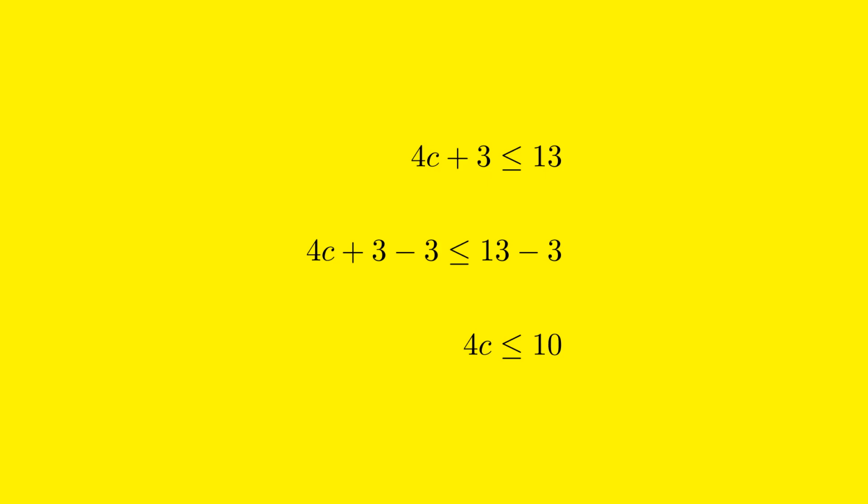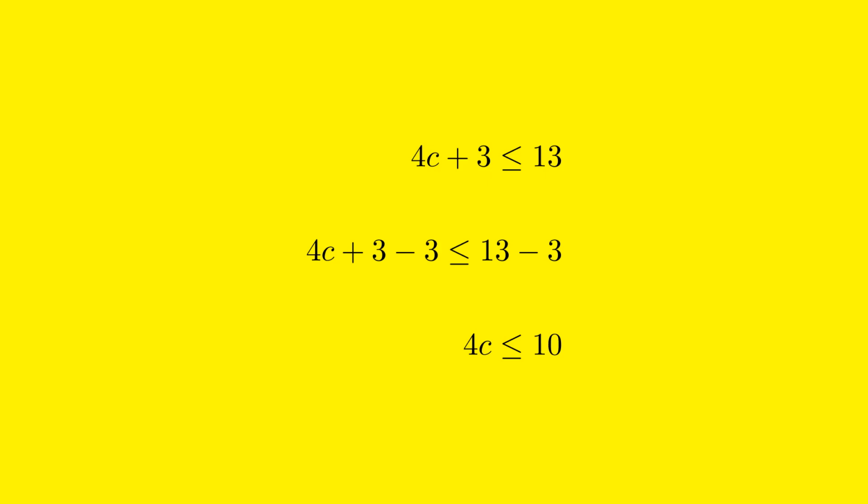algebraic equation. So we start with 4c plus 3 is less than or equal to 13. We subtract 3 from both sides. 4c plus 3 minus 3 is less than or equal to 13 minus 3. On the left side, 3 minus 3 cancels out, leaving 4c is less than or equal to 10.